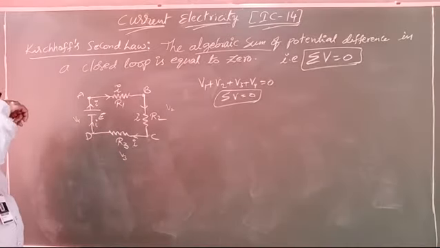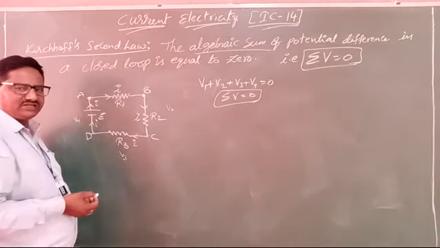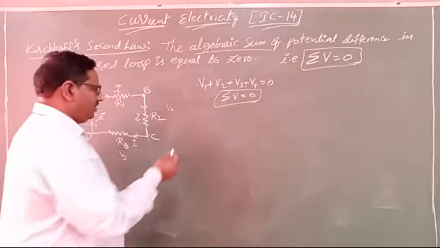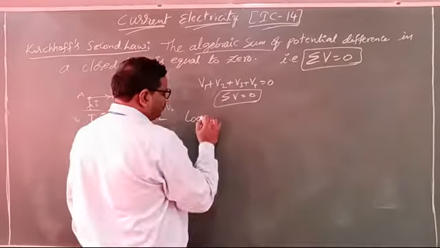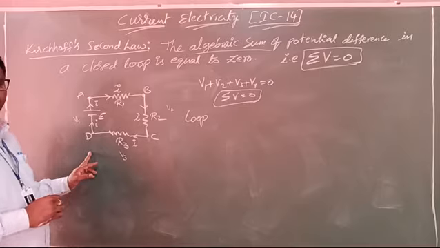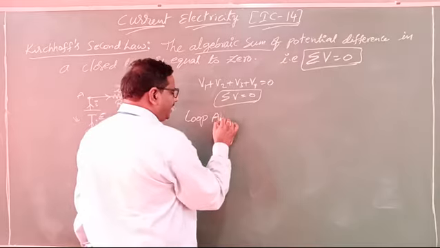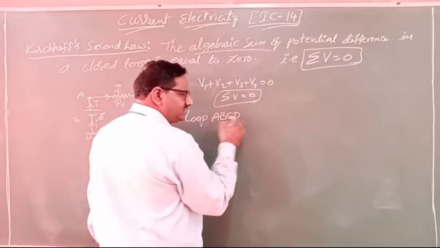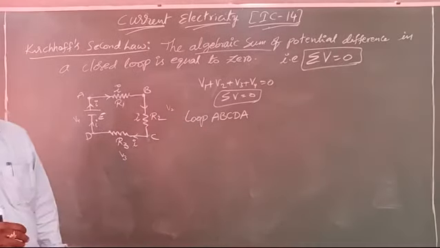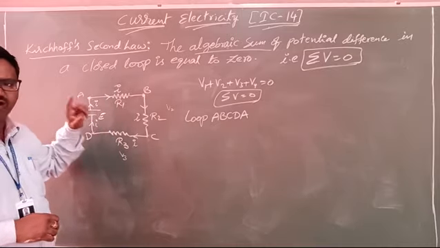In this, how can I write? Now I will consider one loop. Loop means whichever point you start from, you must end at that same point. For example, here we name the points A, B, C, D. If I start from A, then A, B, C, D, is it a loop? No. If you write A again, then it is called a loop. Where you started, you must come back to. That is called one closed loop.